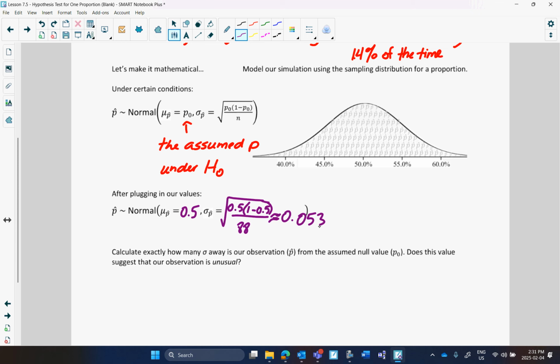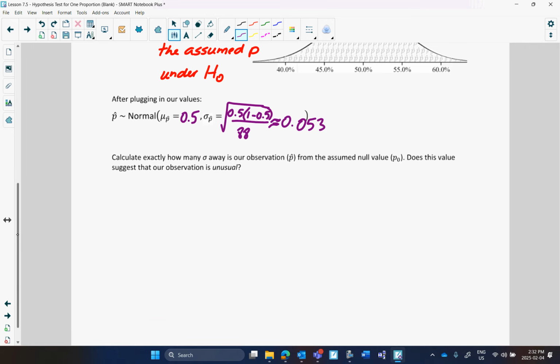So that means that our observed 56% we got perhaps is not that far off from what's under the null hypothesis. But we want to calculate how many standard deviations that is away. And how do we calculate how many standard deviations away? Well, if you remember back to Unit 2, we calculate a Z-score, which was defined as how many standard deviations a value was away from the mean.